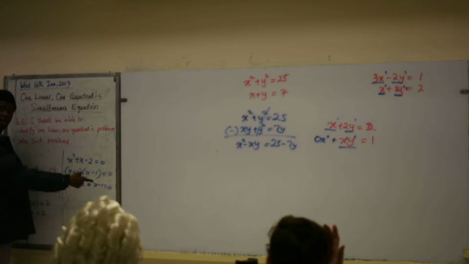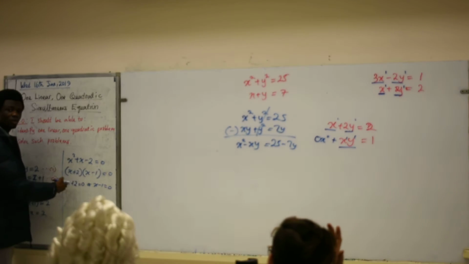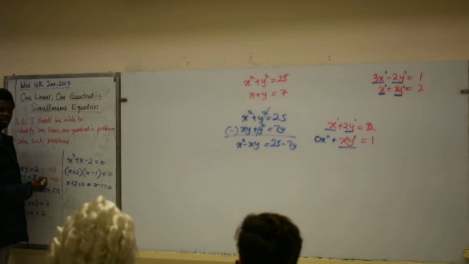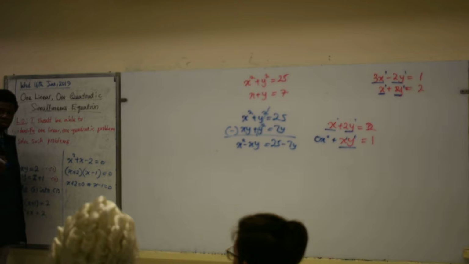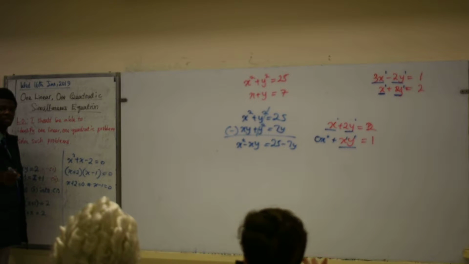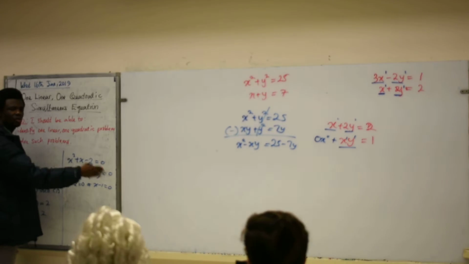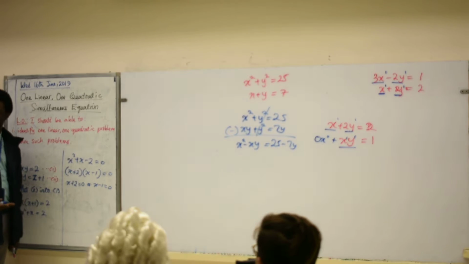Do we still remember why we have this line? Can somebody remind me why? One of the brackets is 0. Why? Because the product is 0. If the product of 2 numbers is 0, at least one of them will be 0.